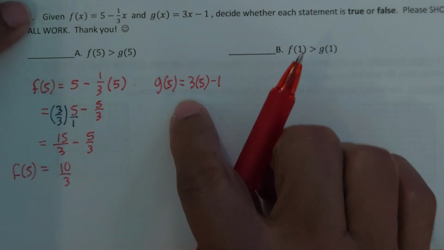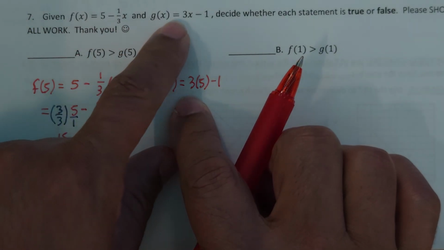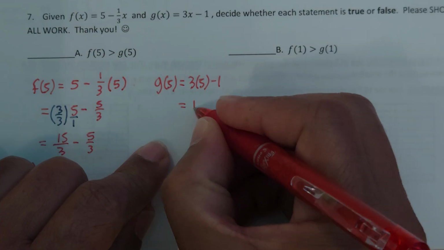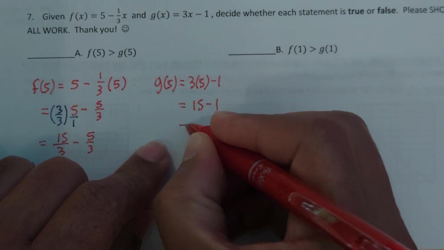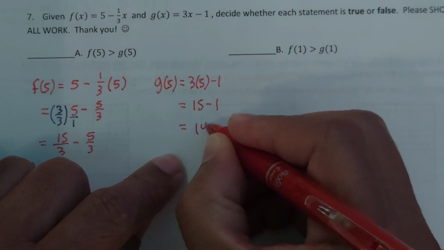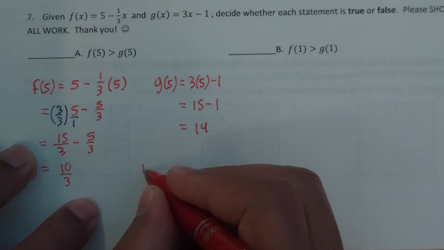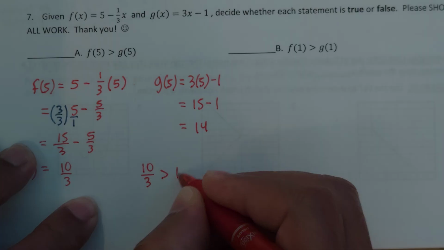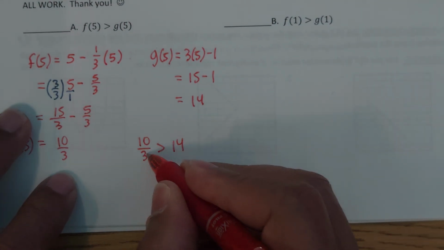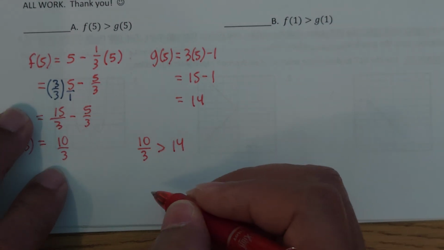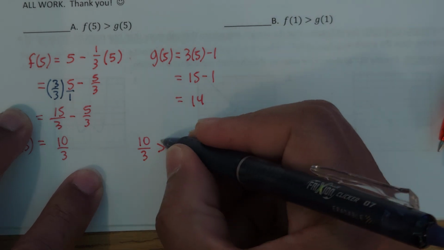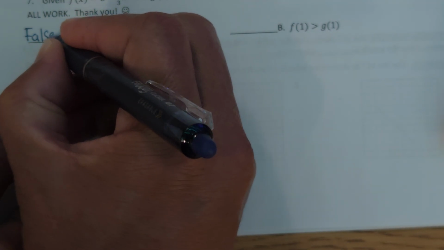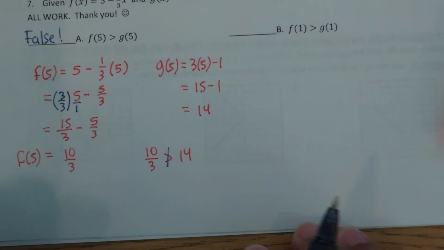Okay, so then I'm going to do this one here. Notice g of x is 3x minus 1, so this is 3 times 5 minus 1. 3 times 5 is 15, and 15 minus 1 is 14. Now here comes the question. Is 10 over 3 greater than 14? Well, 10 over 3, 3 goes into 10 3 times, and we have a 1 left. So this is not true. Therefore, the answer to this one is that it is false. Okay, that's a false statement.